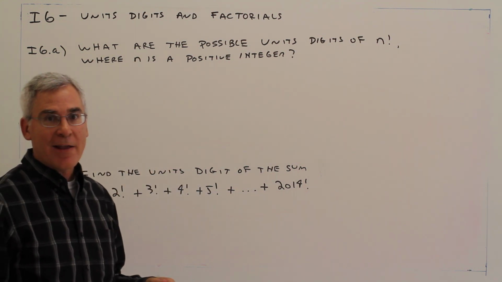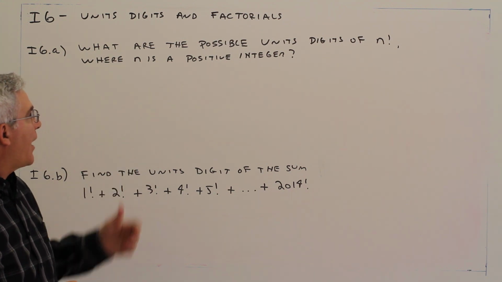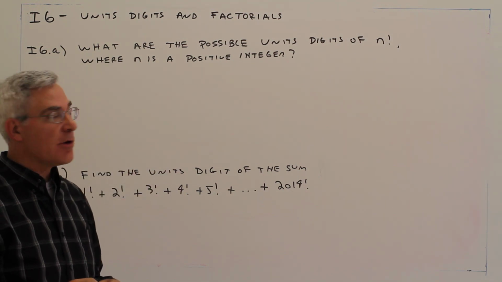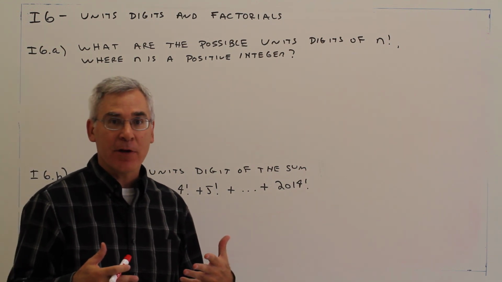Welcome to video I6, units digits and factorials. Got two problems. First one, what are the possible units digits of n factorial where n is any positive integer?